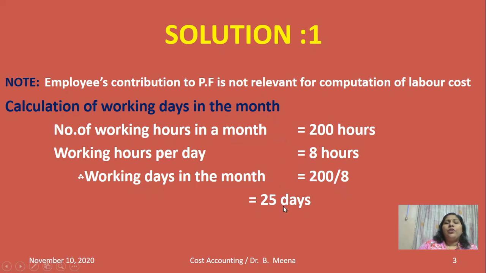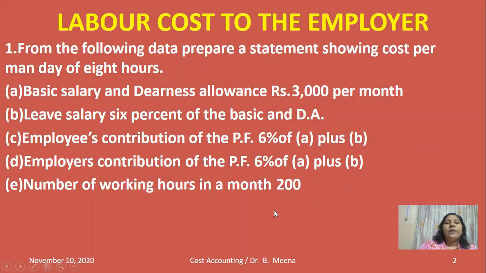So 25 days is the working days in the month. So we found 25 working days. We will convert all the amounts which are given. For example, basic salary and DA 3000 per month was given. We need to convert it for a day, meaning 3000 divided by 25 days.